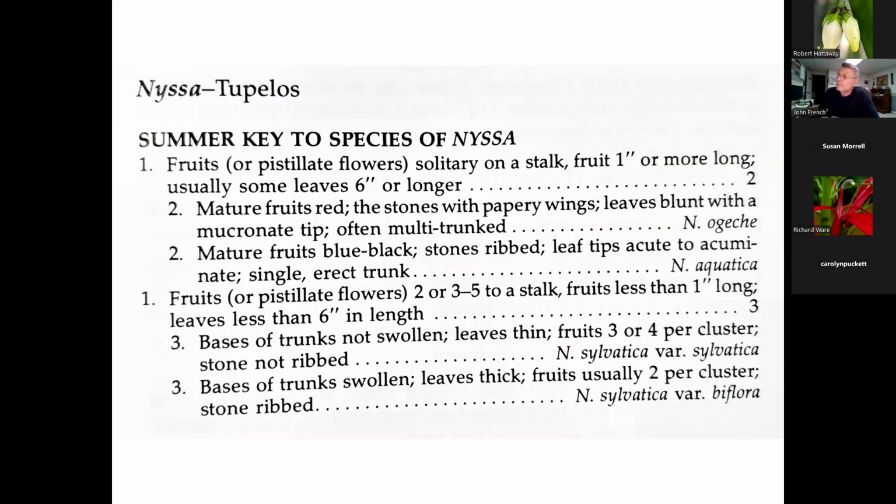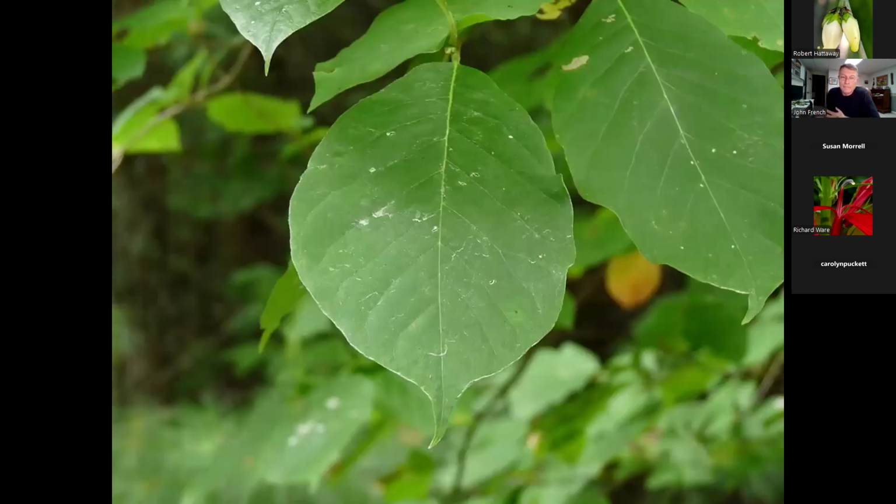Bases of trunks not swollen, leaves thin, fruits 3 to 4 per cluster, stone not ribbed. Bases of trunks swollen, leaves thick, fruits usually 2 per cluster, stone ribbed. Well, I never checked the ribbing, but this is a picture of a true Nyssa sylvatica right here. Thin leaves, with a really short taper tip on the end right there.